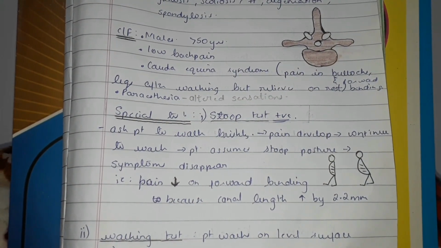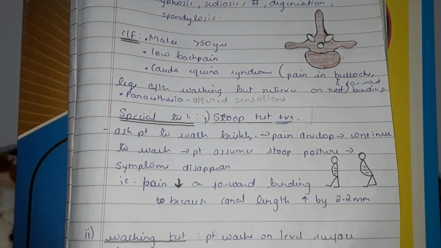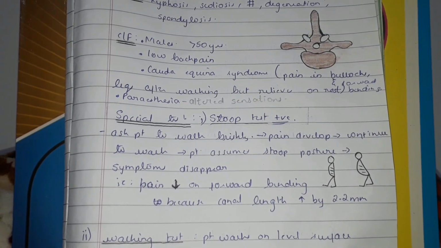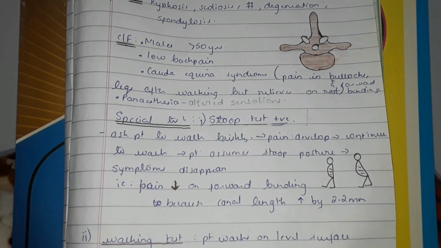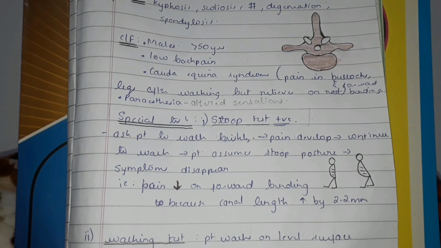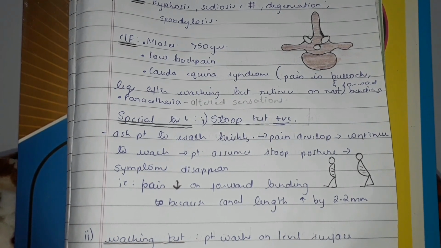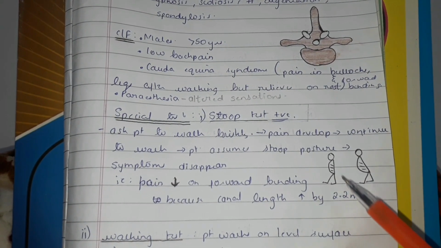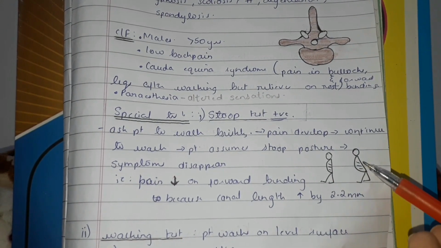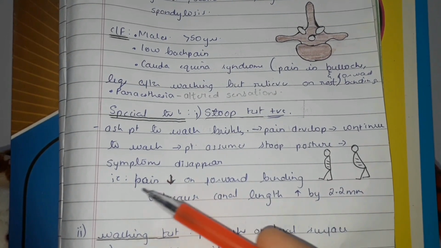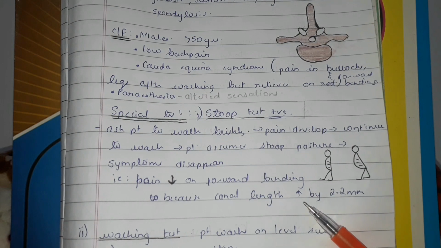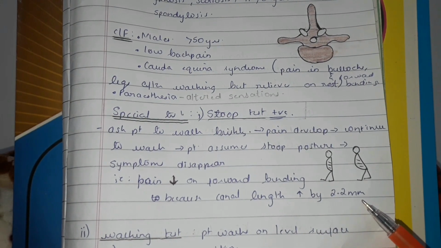Let's talk about the special tests. First, we have the stoop test. Ask the patient to walk briskly. The patient complains of pain, but continues to walk. If the patient assumes a stoop posture, then the symptoms disappear, and the stoop test is said to be positive. That is, from a straight position, the patient moves into a stoop posture. Pain decreases on forward bending because the canal length increases by 2.2 millimeter.